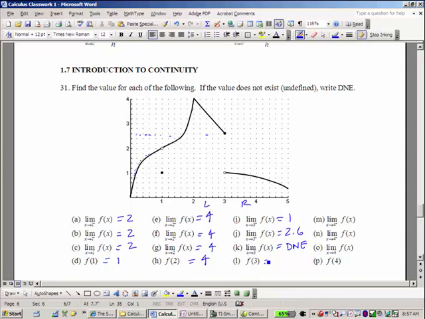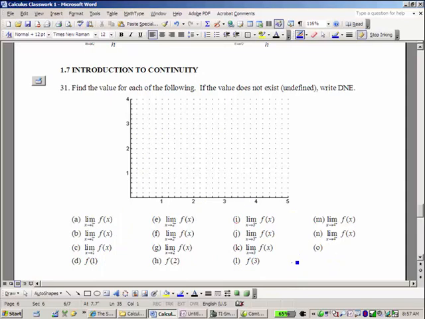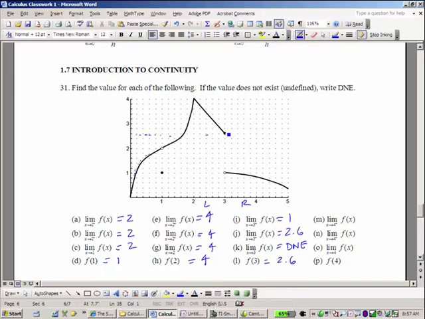Actually, what's the wrong answer? I know there are lots of wrong answers, but I'm looking for the right wrong answer. The wrong answer is 1. It's definitely not 1. What is the right answer? What's f of 3? 2.6. It is. Okay, so because we're not in agreement, we don't have continuity.